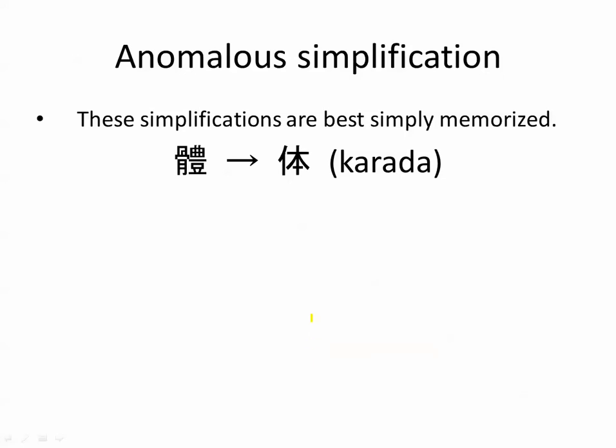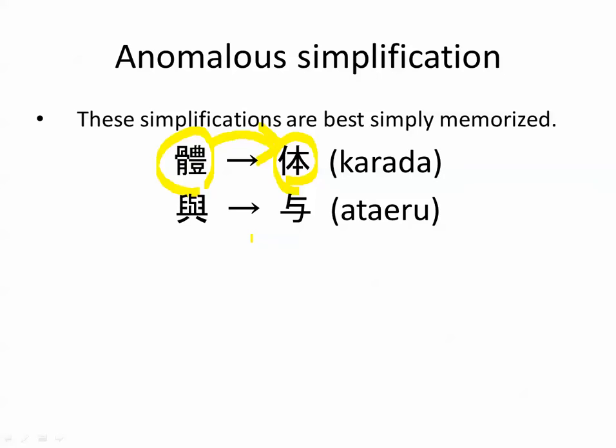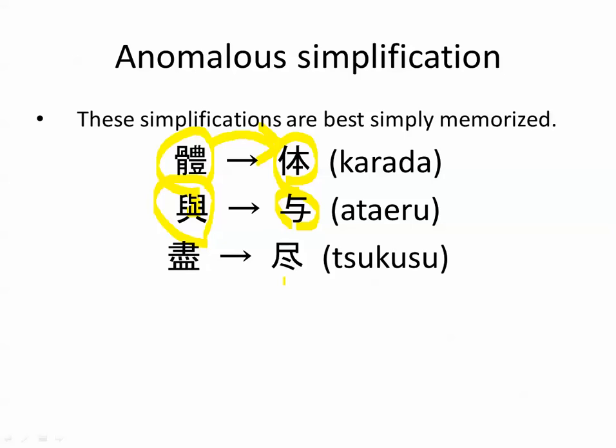Here's an example, karada, body. This is probably a kanji that you've seen before. Its onyomi is tai. Originally, it looked like this. It's a bit of a mental stretch for me to figure out how that happened. Really? But it did. Ataeru, to provide, used to look like this. I suppose this simplified version looks kind of like that part in the middle, but it's certainly not the same. Tsukusu, to exhaust, like to exhaust a supply. That one really ended up quite different also.